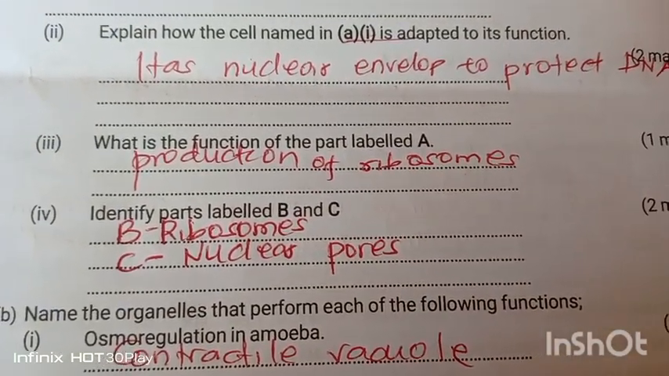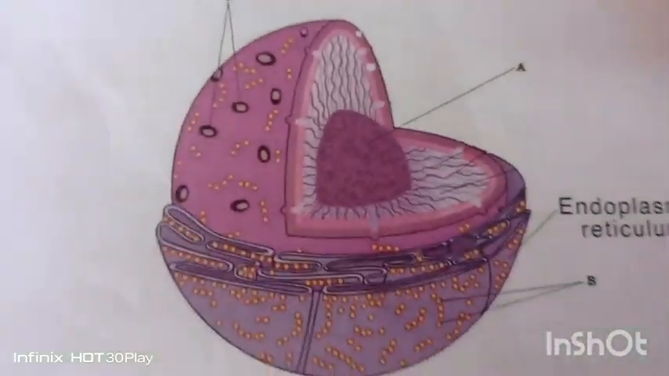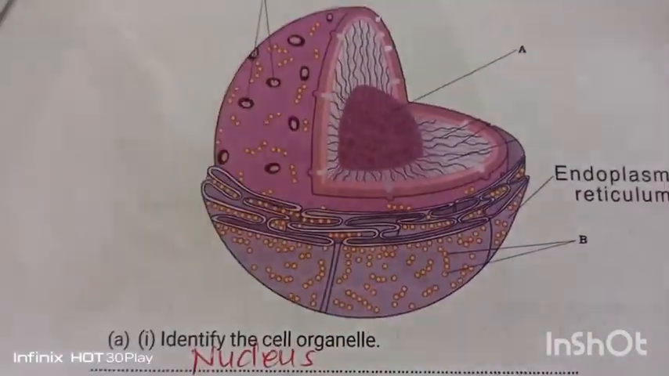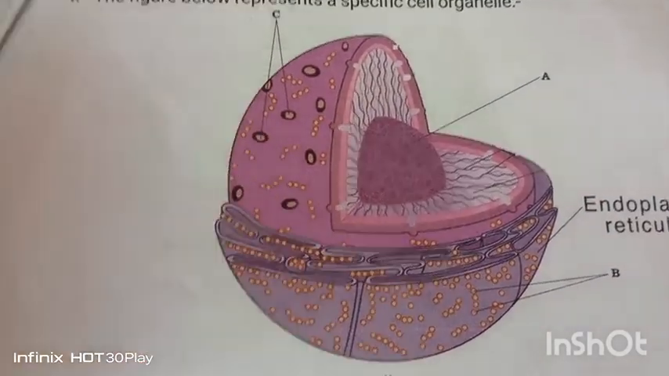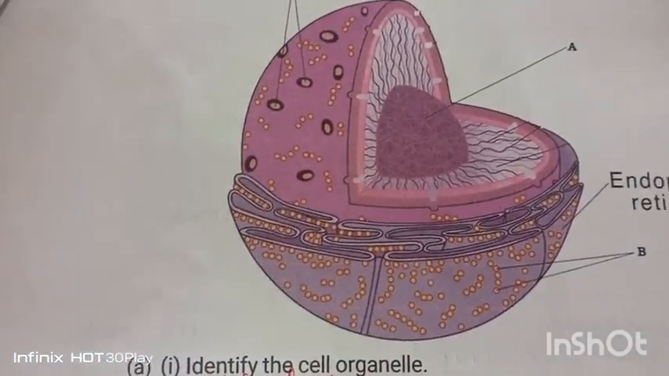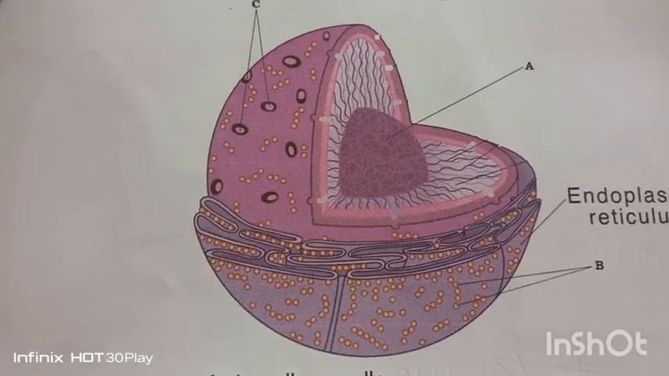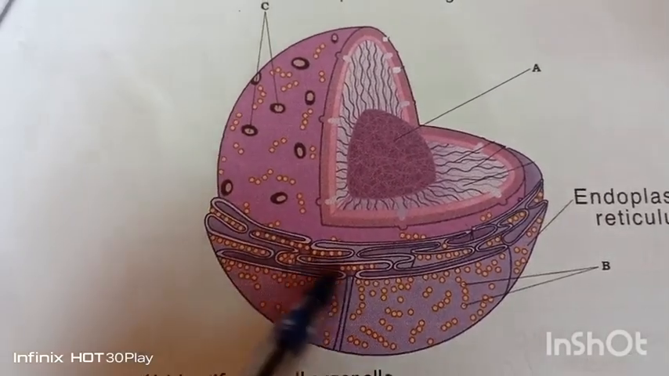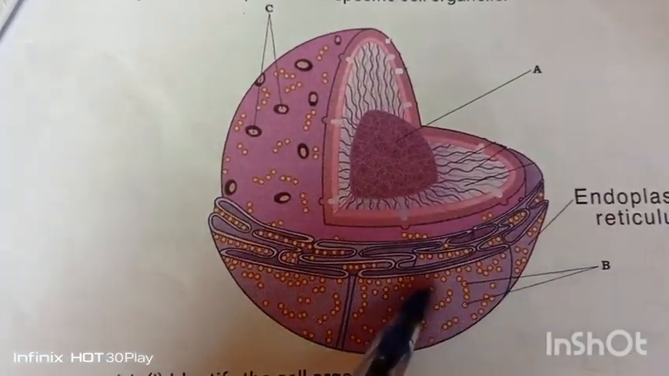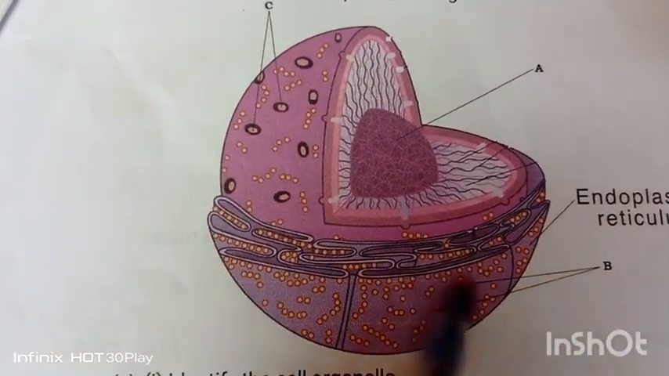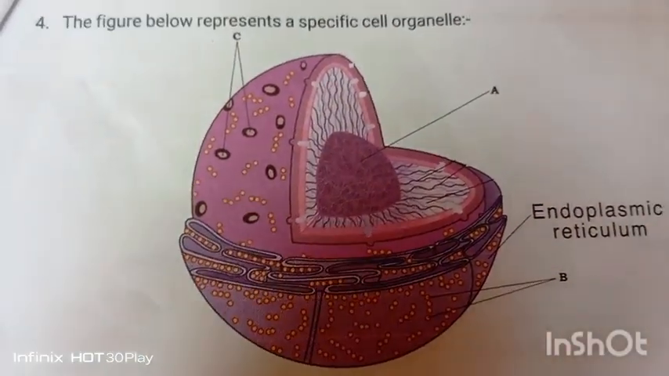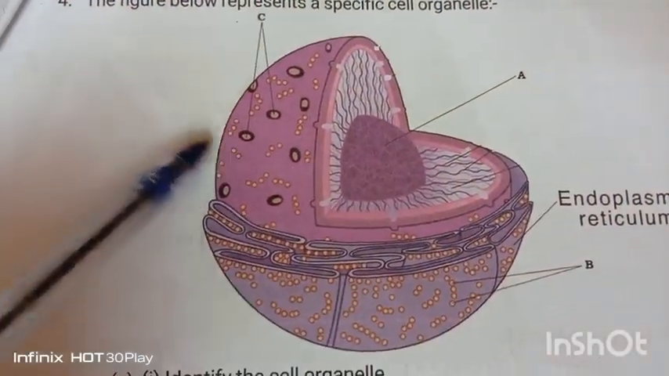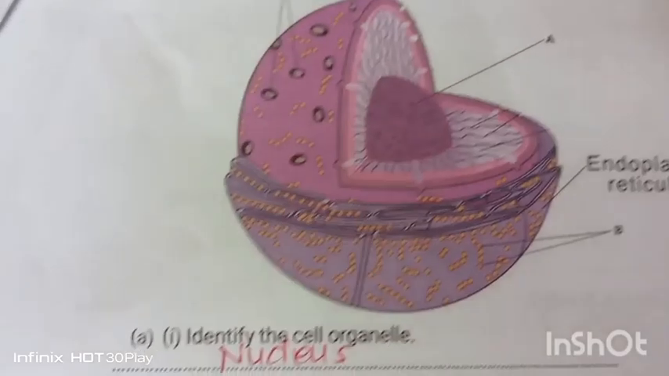Identify part labeled B and C. So part labeled B, they are the ribosomes. You can see they are located on the endoplasmic reticulum. The endoplasmic reticulum that has ribosomes on its wall is rough endoplasmic reticulum. And then C is the nuclear pores.